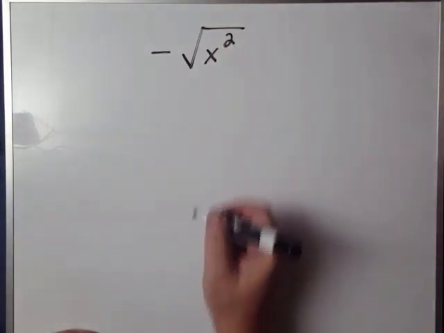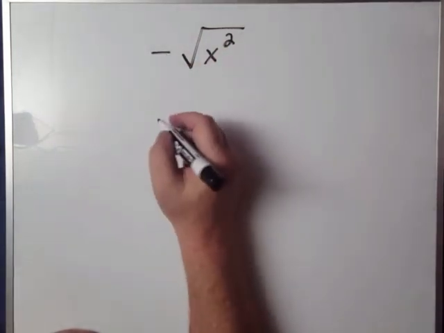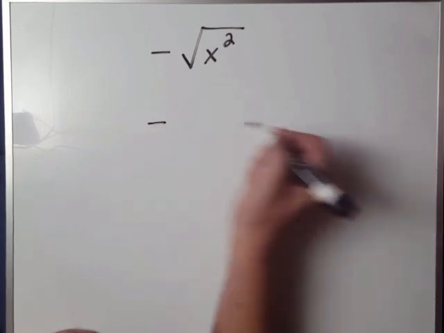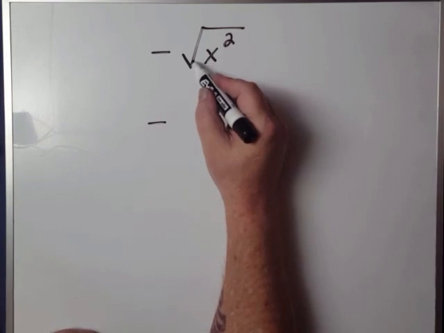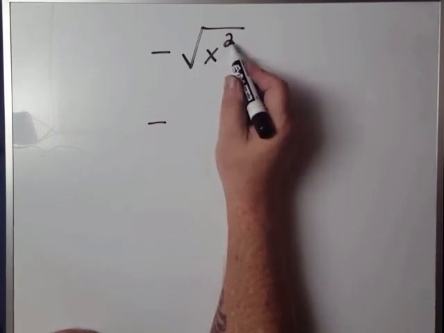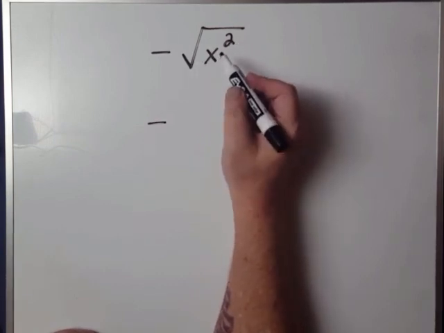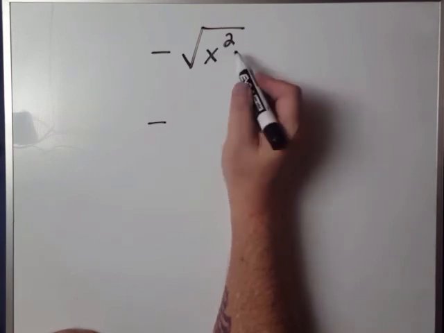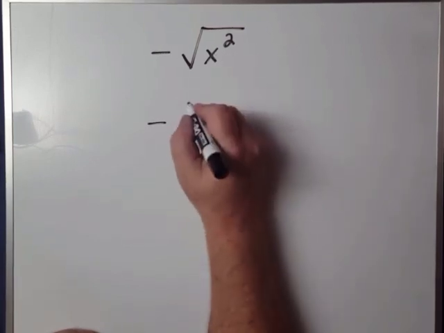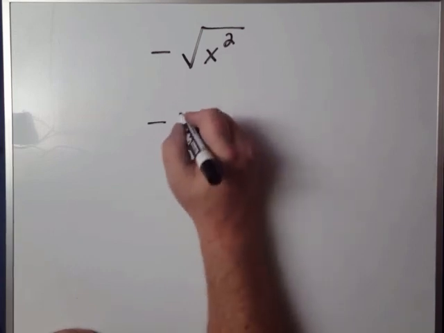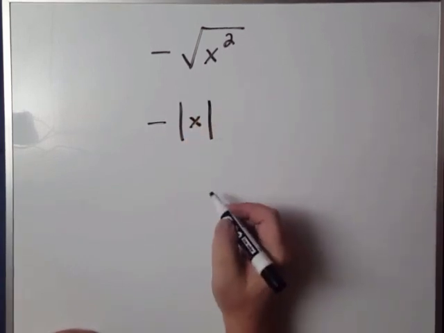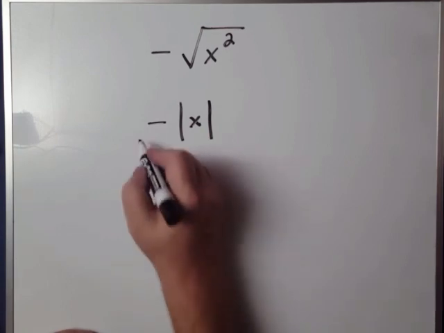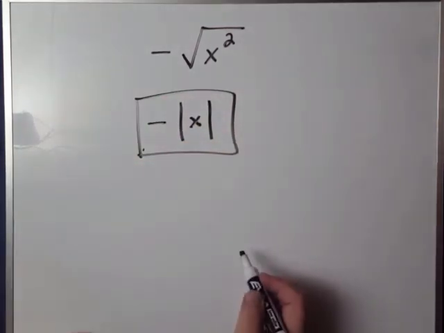Let me work this one down the board. First, that negative is floating, so it just jumps into the next step. And what do we know about the square root of x squared? Well, the power and the index being even mean that it will involve an absolute value. The square root of x squared is the absolute value of x. And without knowing anything else about x, that's as far as we can go.